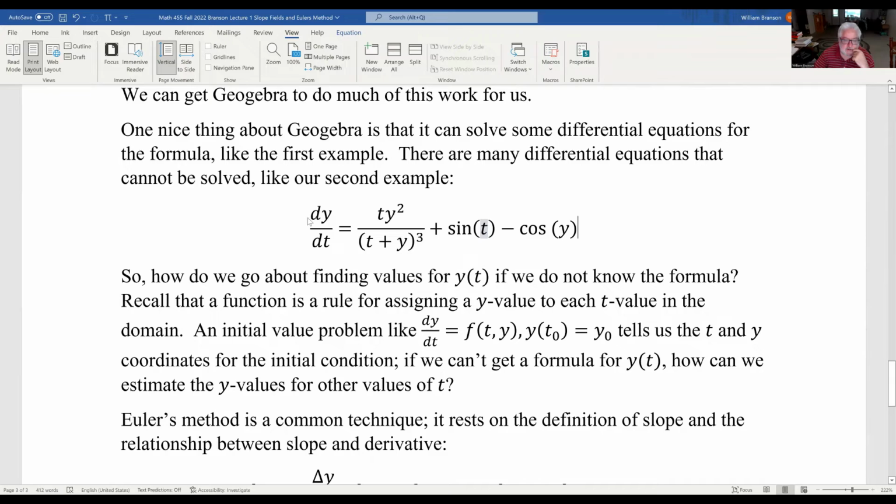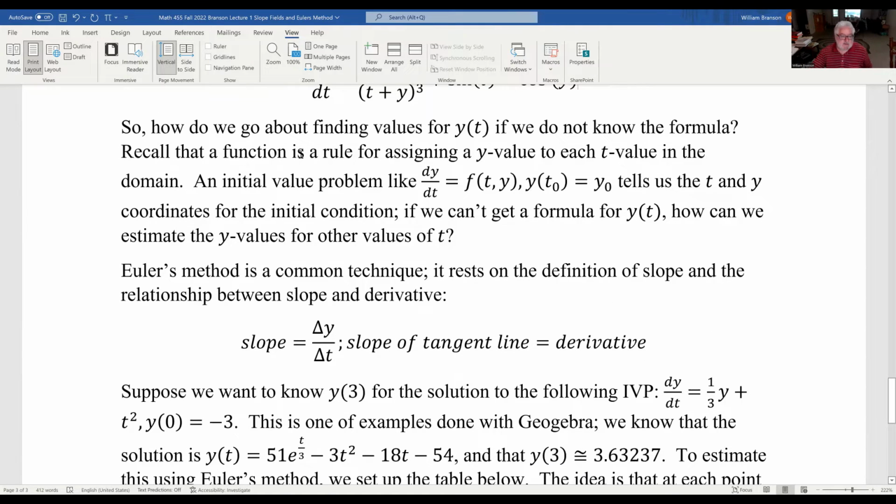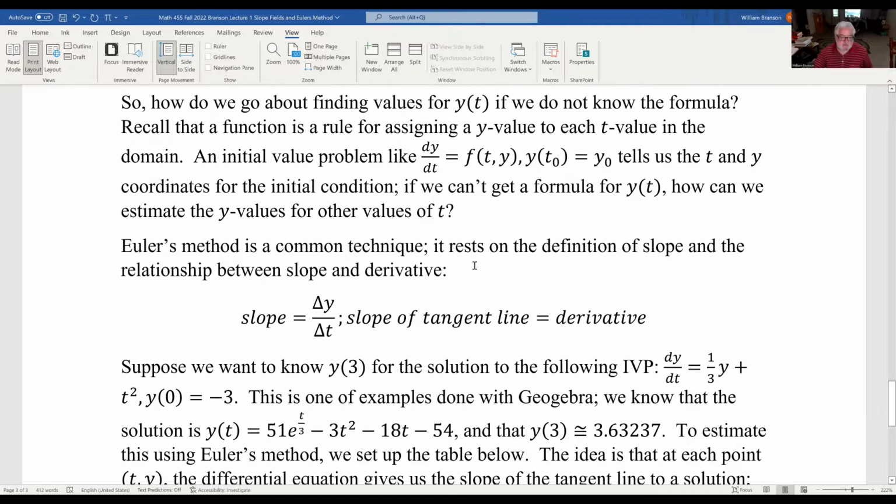There's our differential equation that we just looked at. You can't actually solve that. So how do you go about finding values for y of t if you don't actually know the formula? A function is a rule for assigning a y value to each t value in the domain. An initial value problem like this tells us the t and y coordinates for the initial condition. That's here. If you can't get a formula for y of t, how can you estimate other values? And that's what Euler's method does.